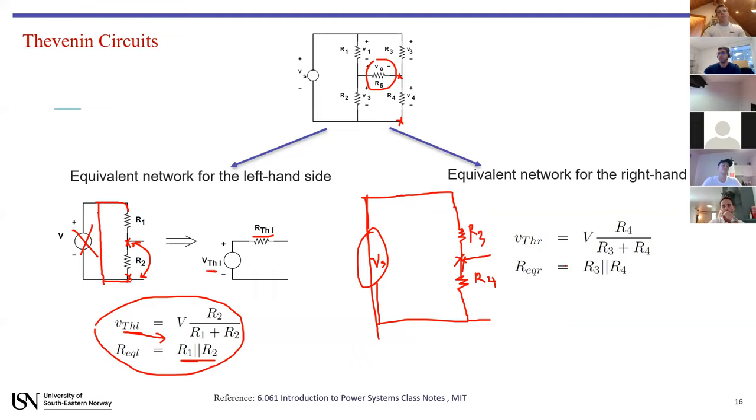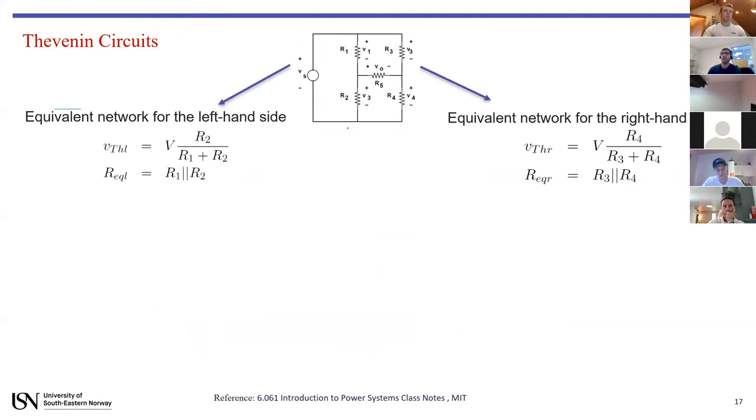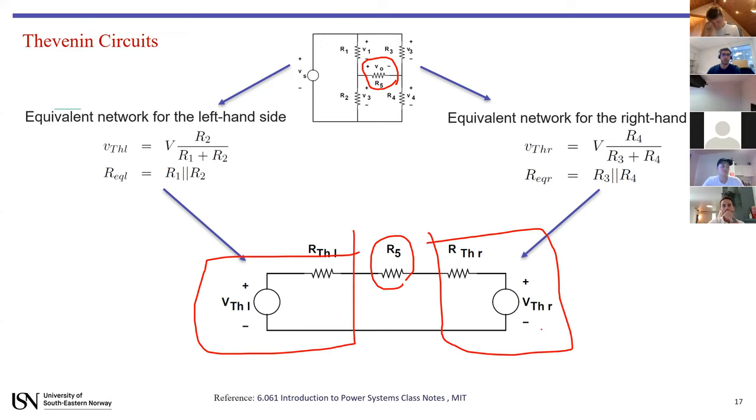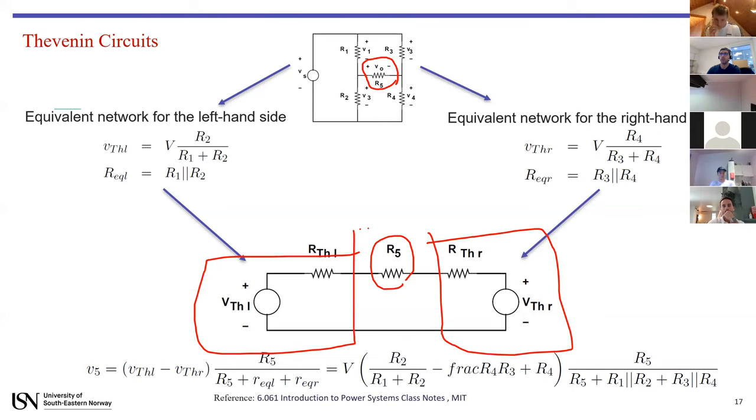So now we calculate the left-hand side and right-hand side equivalents. For the left-hand side, we have this voltage and this equivalent resistor. For the right-hand side, we have this voltage and this resistor. The main point is that we have to combine them. What was our first question? We want to evaluate the voltage here. This part is for this one, and this part is for this one. If we paste them together, we can calculate the voltage V5 with this formulation.